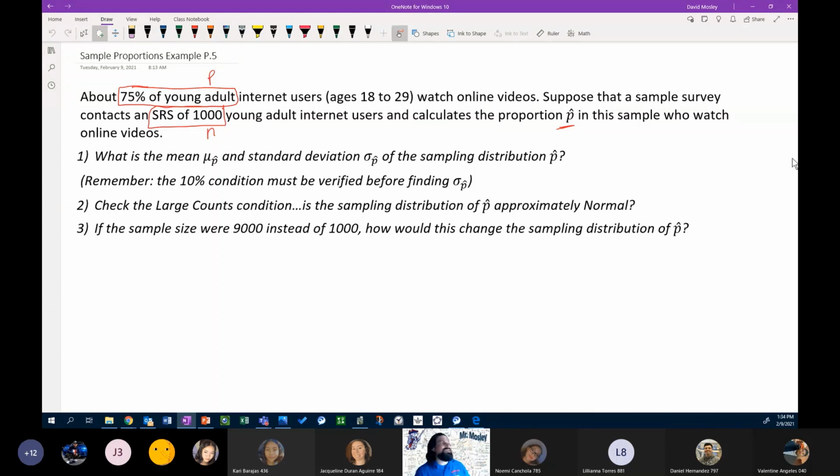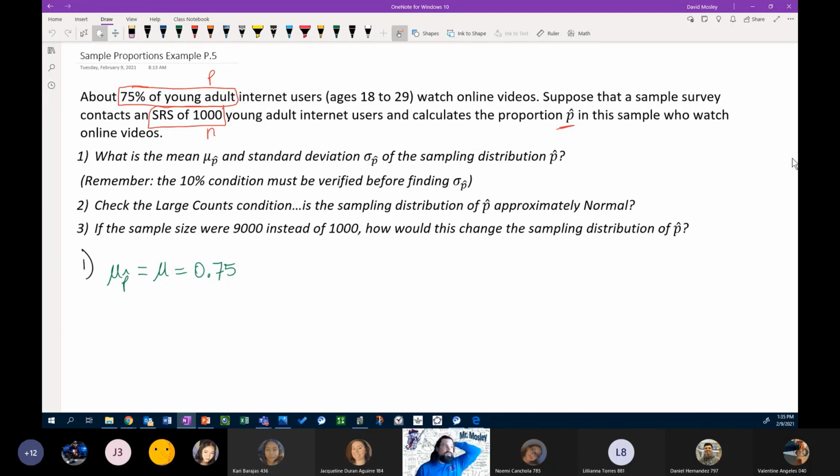So question number 1 says, what is the mean and standard deviation of the sampling distribution of p hat? So we'll do that first. The first part, what's the mean? That's kind of the easier part. The mean of p hat is equal to 75% as a decimal, 0.75. So that one's done. No calculation. We have the mean.